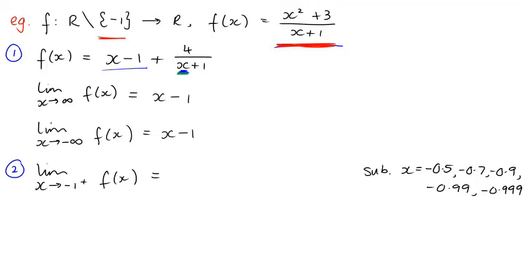So as we approach negative 1 from the positive side, our function is getting larger and larger, so we can say that it approaches infinity.